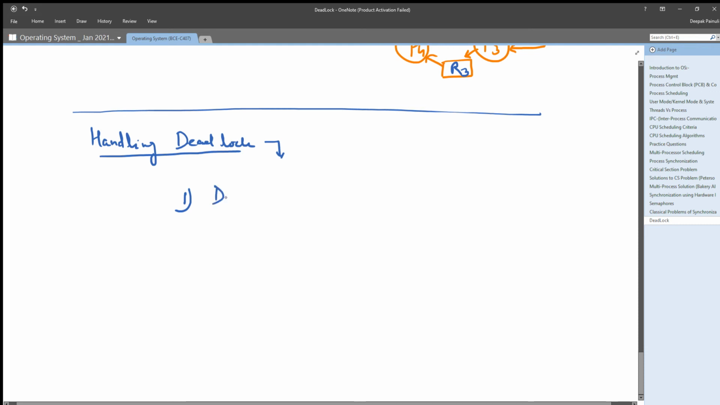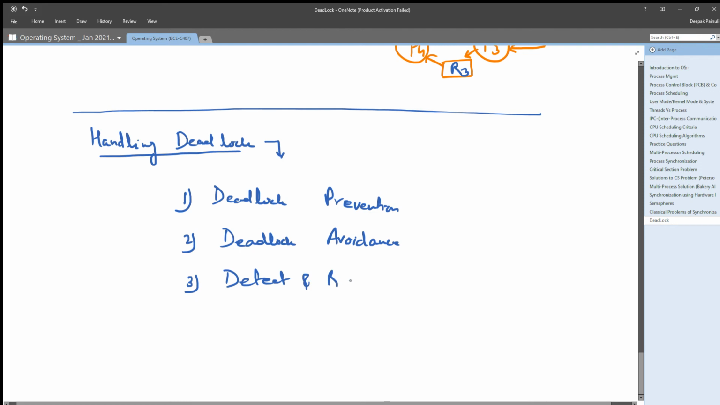First one is deadlock prevention. We can prevent deadlock from happening. Second, we can avoid deadlock. And third, we can detect and remove deadlock, right?